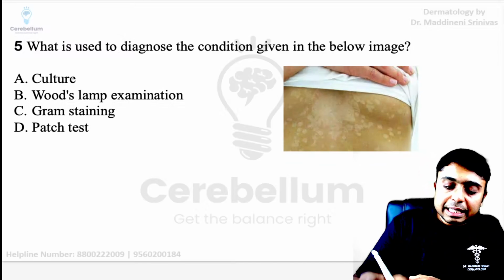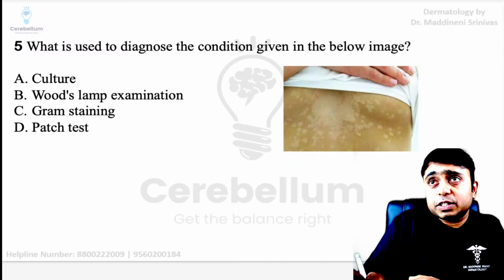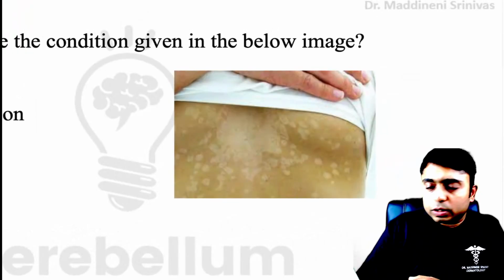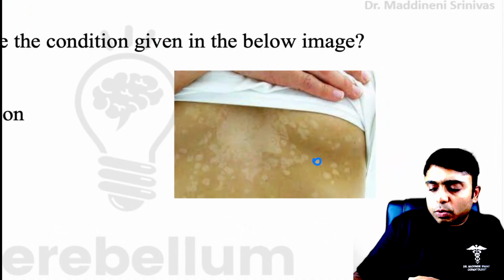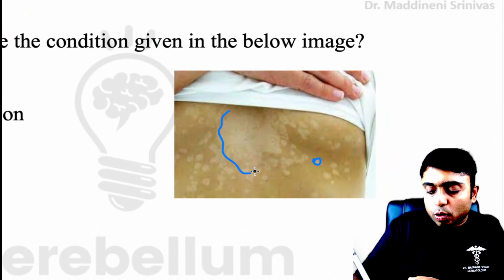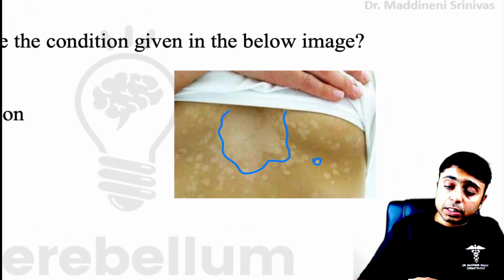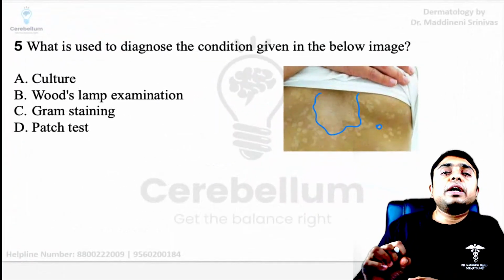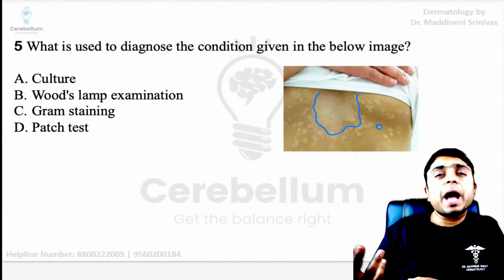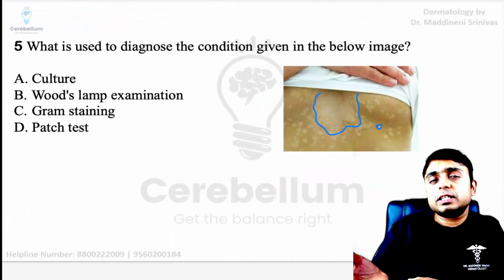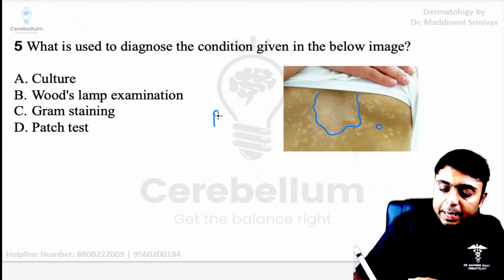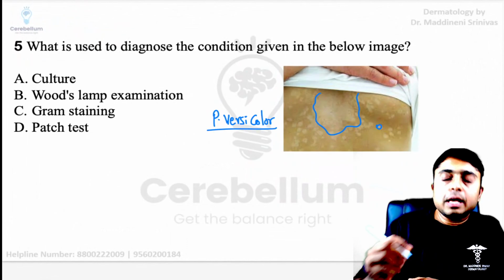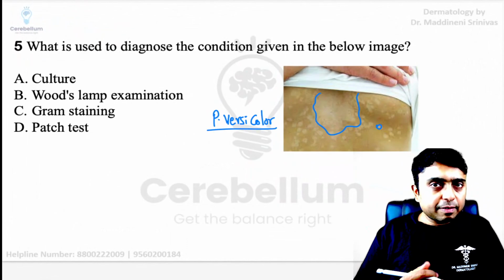So what is used to diagnose the condition which is shown below? In the image, if you observe closely, you are able to see hypopigmented macules. Small hypopigmented macules are present, and they are also coalescing with each other to form large patches. If you see this kind of lesion, hypopigmented or even hyperpigmented lesion, which is associated with furfuraceous scaling, you must always think about P. versicolor, which is produced by Malassezia globosa and Malassezia furfur.